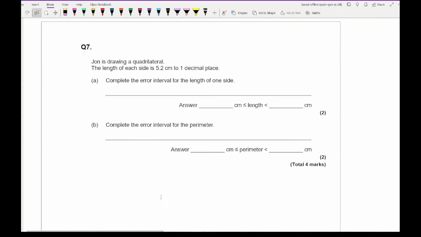Then moving on to question 7, which is virtually exactly the same, just with a different shape. Here it says the length of a quadrilateral is 5.2 to 1 decimal place. So here we do the same method, so it's going to be 5.15 and 5.25. And then for the perimeter, it's going to be 5.15 times 4. So 5.15 times 4 is 20.6.